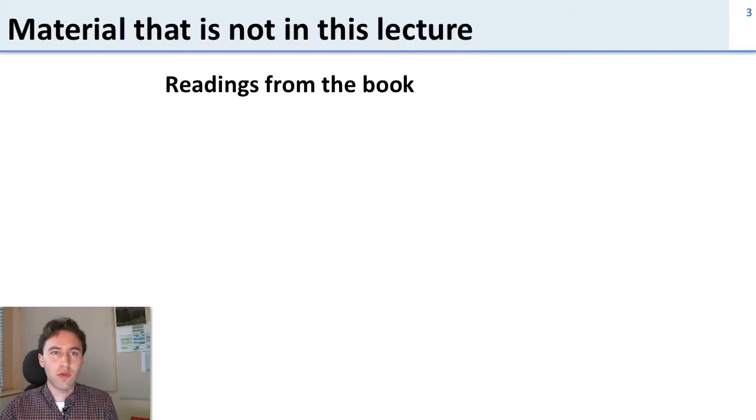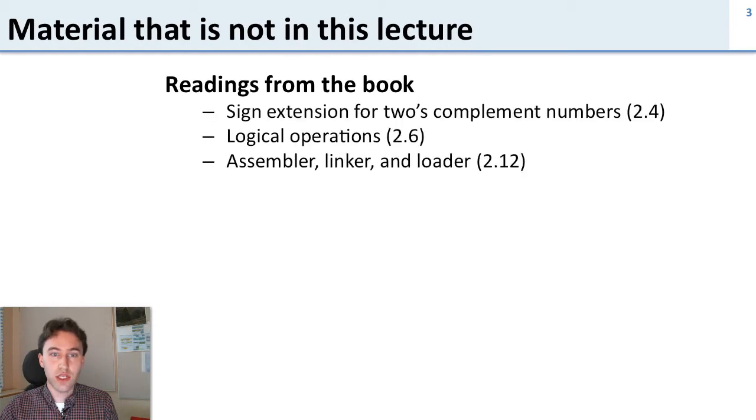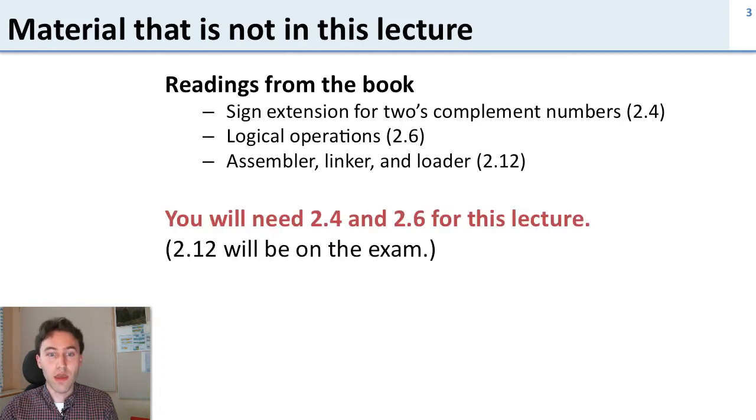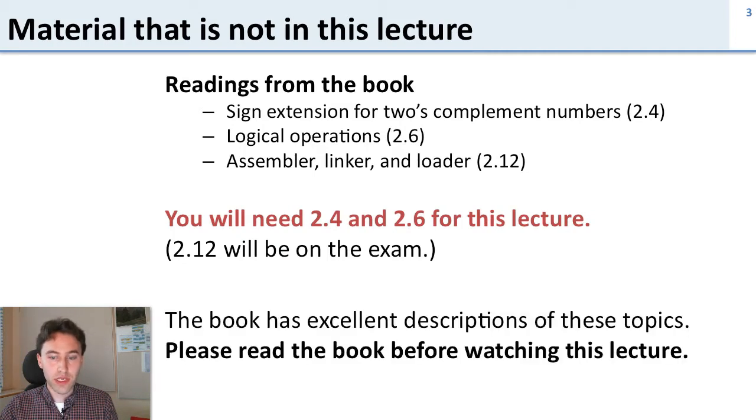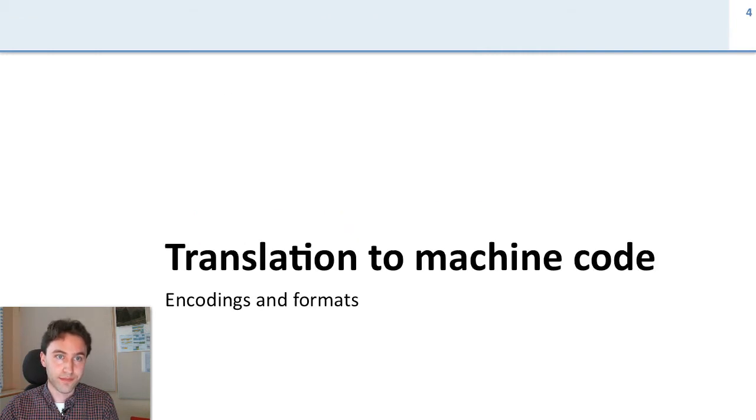So before we get going, I want to talk about some material that you need to read that's not in this lecture. So sign extension, logical operations, and the assembler, linker, and loader are all from Chapter 2, and I'm not going to talk about any of them during the lectures. You will need 2.4, sign extension, and 2.6, logical operations for this lecture. 2.12 will be on the exam, but you won't need it for the lecture. So please, go read this before doing the lecture. The book has excellent descriptions of this stuff, and will give you another way to learn the material, and just make it easier for you to learn this stuff. So again, you need to have read 2.4 and 2.6 for this lecture.